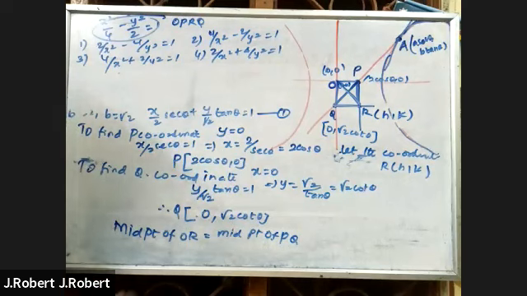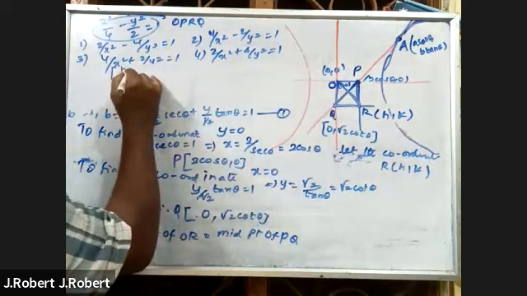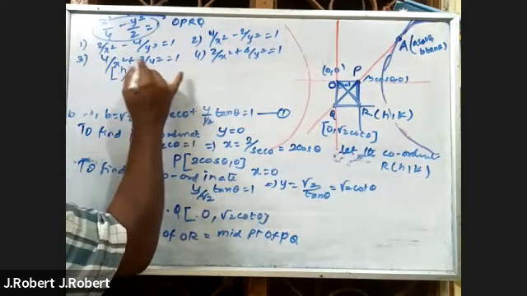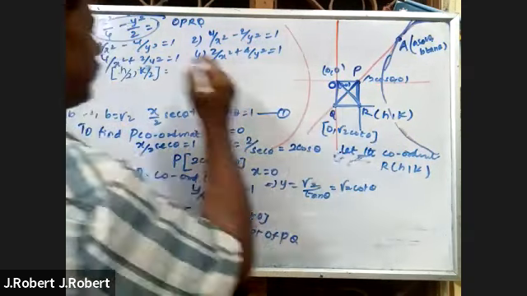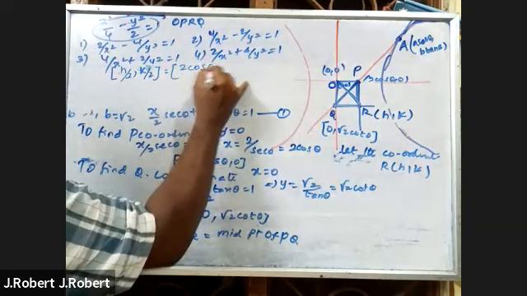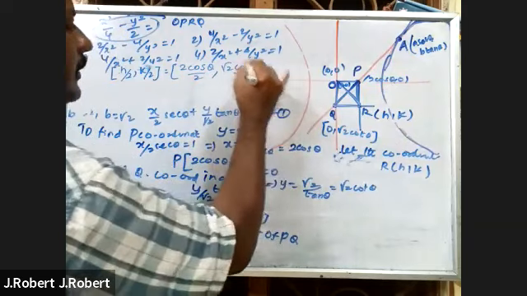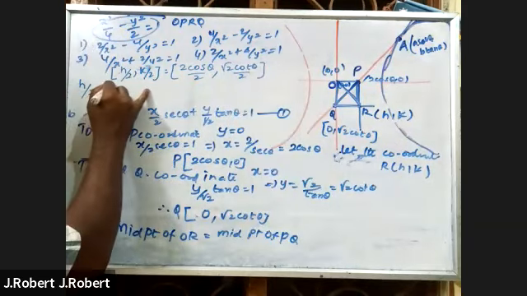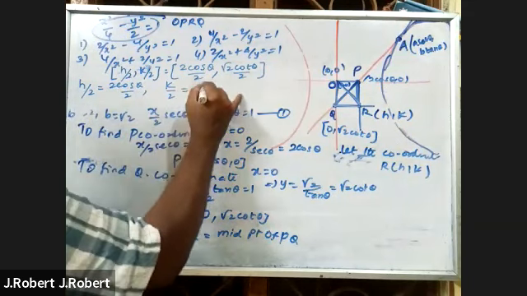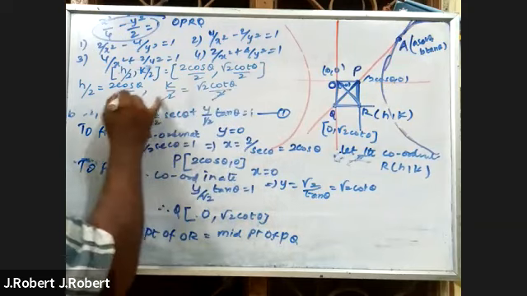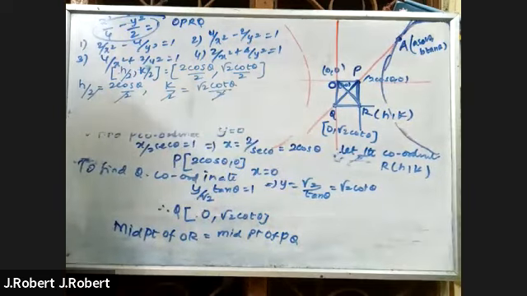So listen, the midpoint of OR is (h plus 0) by 2, (k plus 0) by 2, which is h by 2, k by 2. This is equal to, similarly, (0 plus 2 cos theta) divided by 2, and (0 plus root 2 cot theta) divided by 2. Now compare: h by 2 equals 2 cos theta by 2, and k by 2 is equals to root 2 cot theta by 2. 2 cancels, 2 cancels. So from this we can say your h is equals to 2 cos theta.